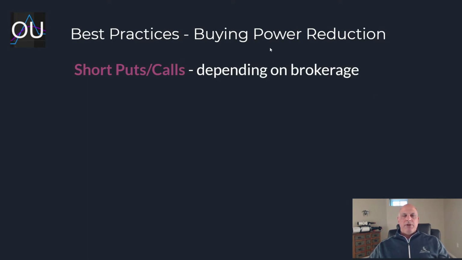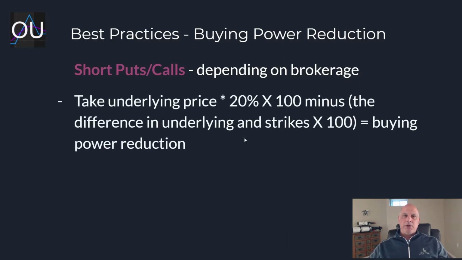So if you're short puts or calls, depending on your brokerage, typically a brokerage will take the underlying price and take about 20%, considered about a 20% buying power reduction. So that would be 20% of the particular trade. We'll go through an example in a minute on Apple. To calculate your buying power reduction for a short put or short call, you would take 20% of that trade times 100, and then minus the difference of the underlying and the strike price.